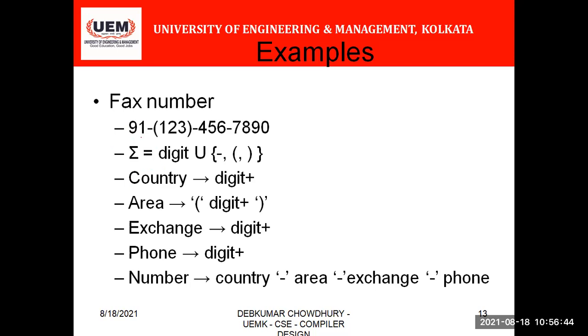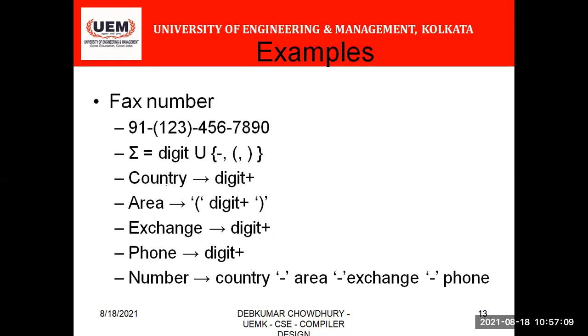91, for example, indicates the country code of India. So country is produced by digit plus. Then area, 123, represents the area. It is represented by digit plus, and obviously it is represented within the first brackets. Then the exchange digits will be represented by digit plus.